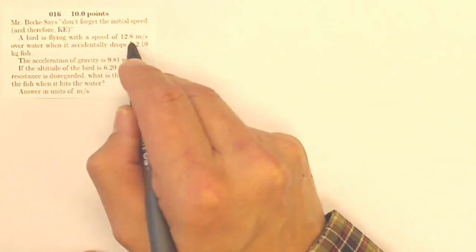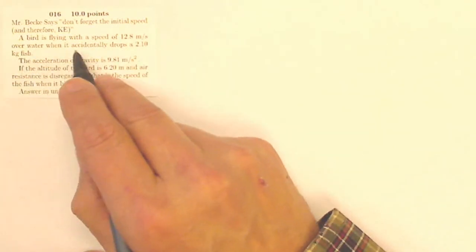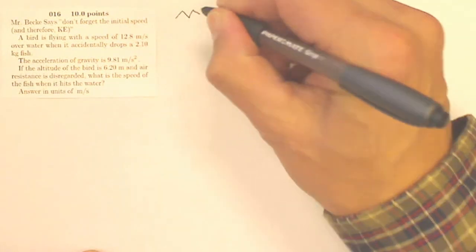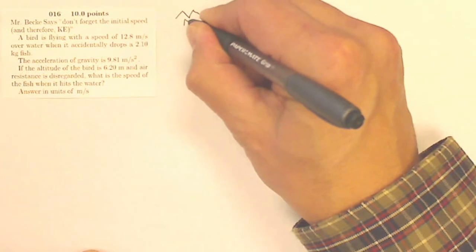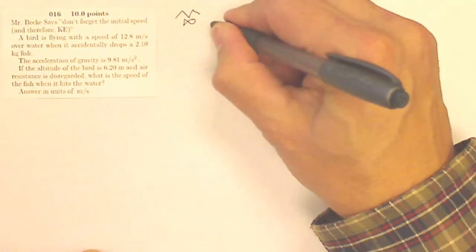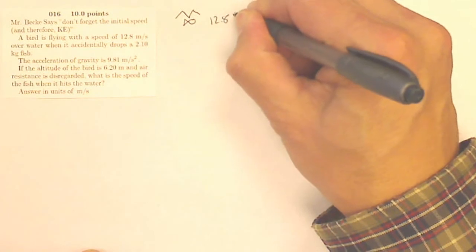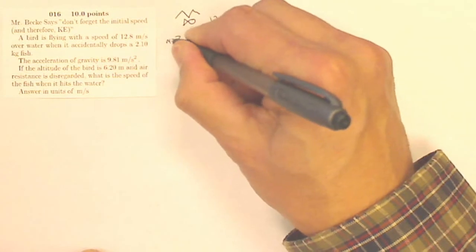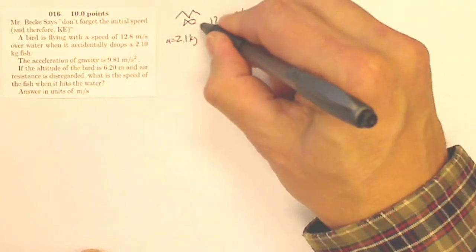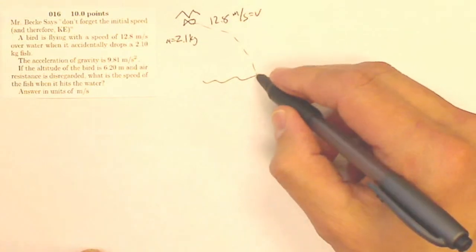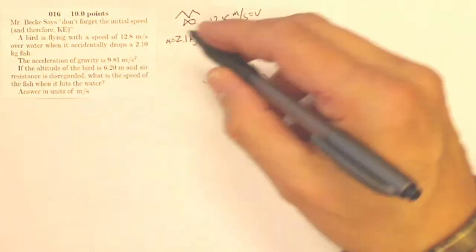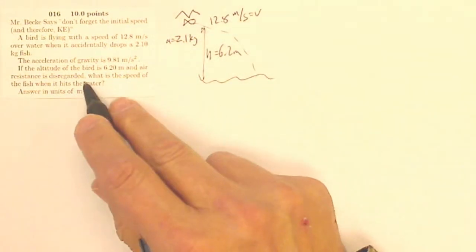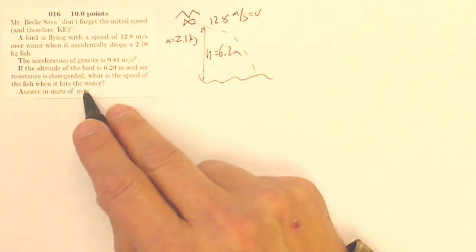A bird is flying with a speed of 12.8 meters per second over water when it accidentally drops a 2.10 kilogram fish. So I've got myself a bird that's flying with a fish, there's my fish, and it's moving at 12.8 meters per second. And the fish is 2.1 kilograms, that's my mass. That's my velocity. And this fish hits the water, and the altitude of the bird is 6.2 meters, so I know that my height here equals 6.2 meters. What is the speed of the fish when it hits the water?